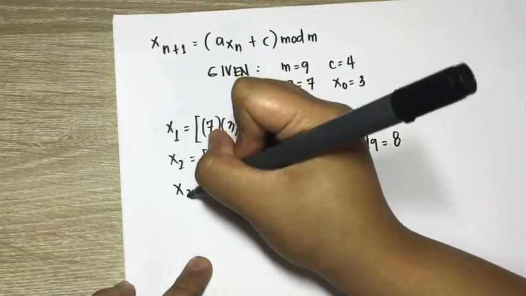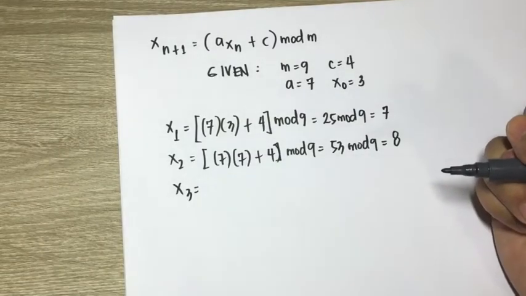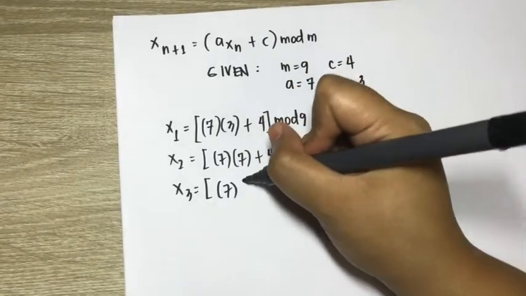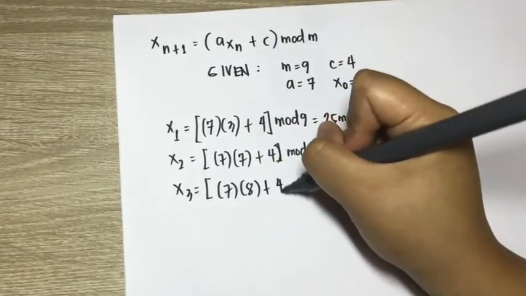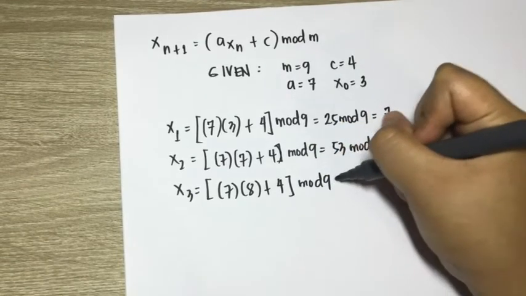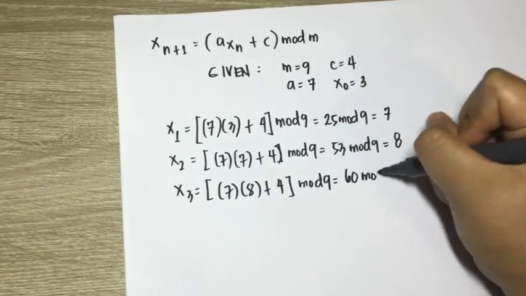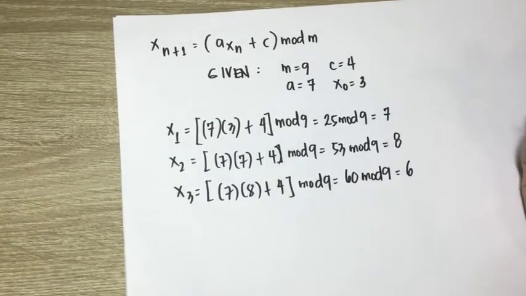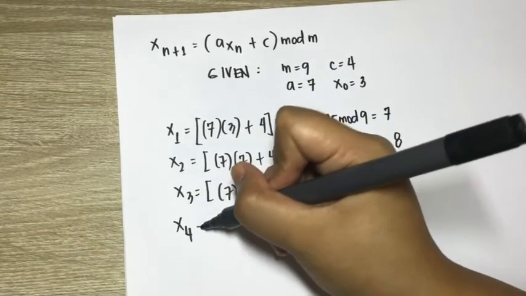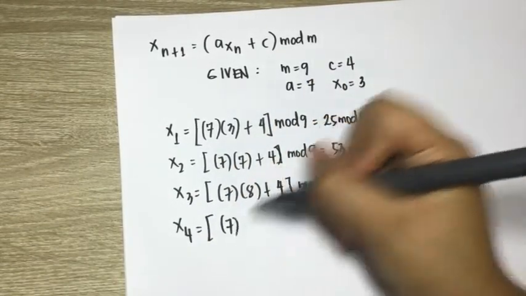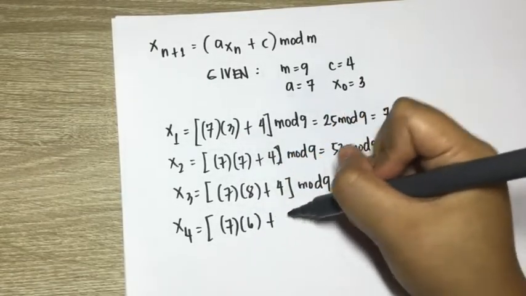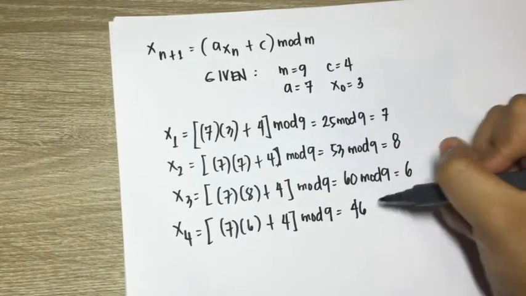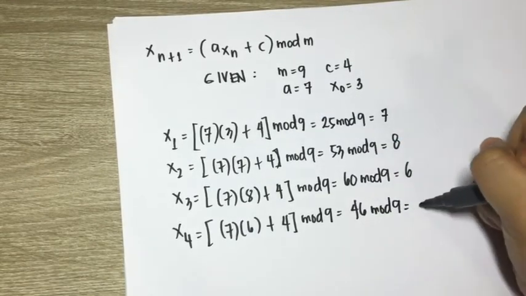Next, we have x sub 3. So for x sub 3, we're going to have 7 multiplied by the previous term, which is 8, plus the increment of 4 modulo 9. So we will have 60 modulo 9. So the third term in our pseudorandom sequence is equivalent to 6. Next, solving for x sub 4. So x sub 4 is 7 multiplied by the previous term, which is 6, plus 4 modulo 9. So we will have 46 modulo 9, and that is 1.